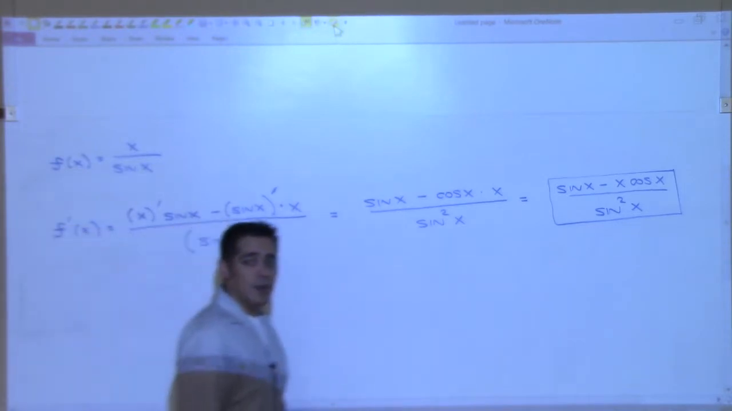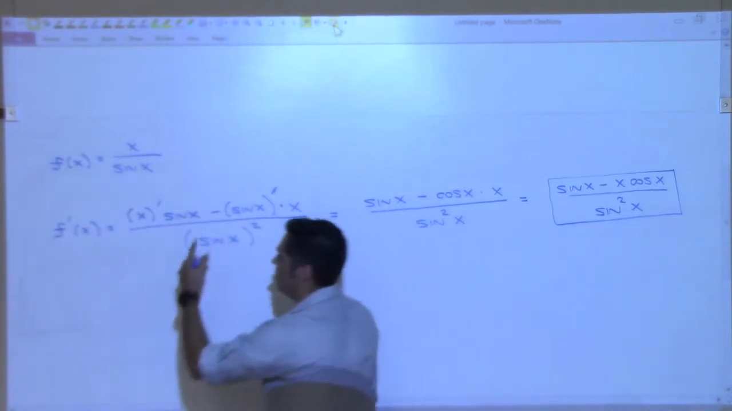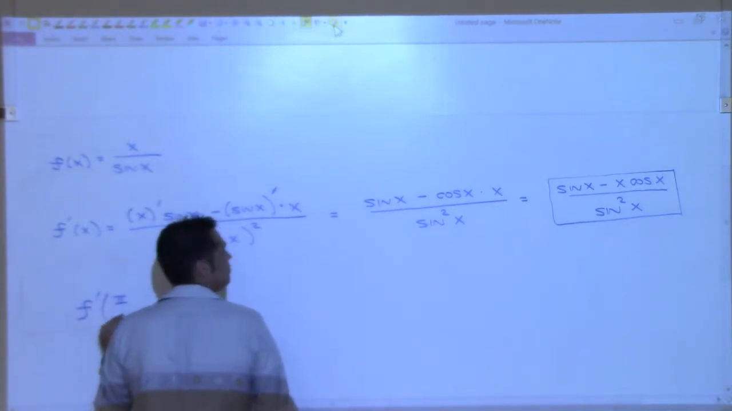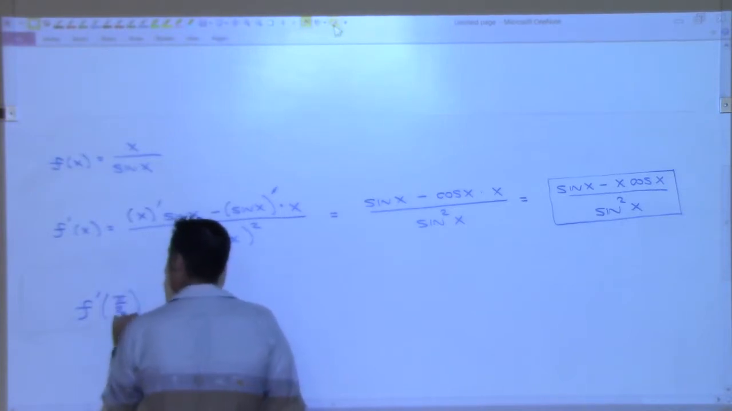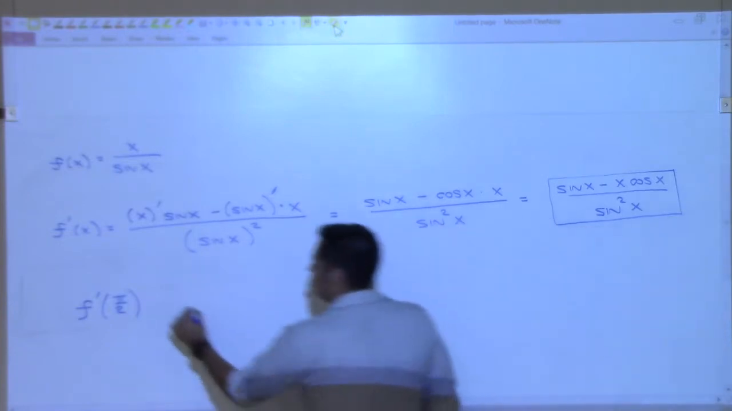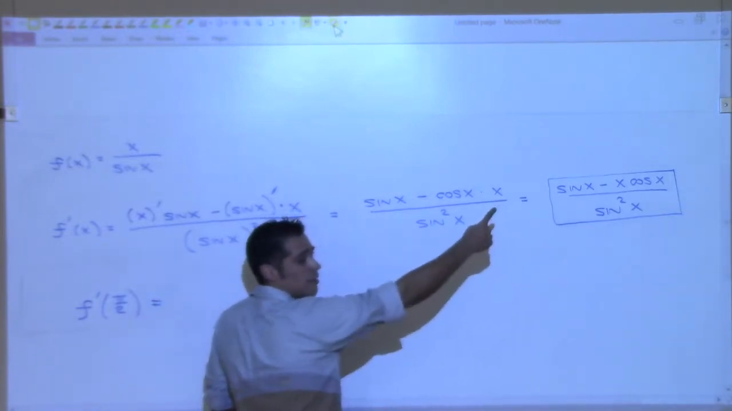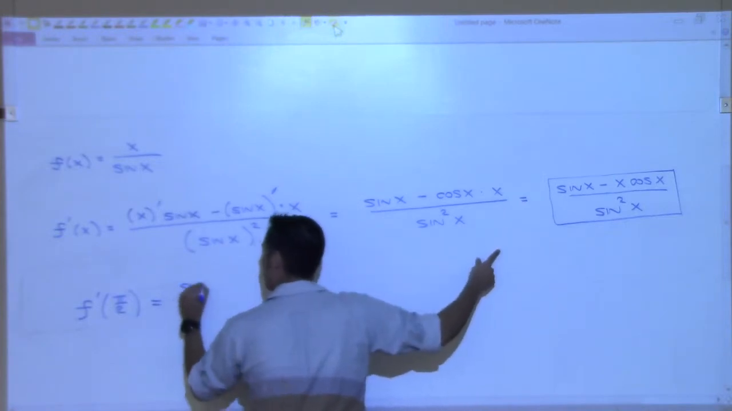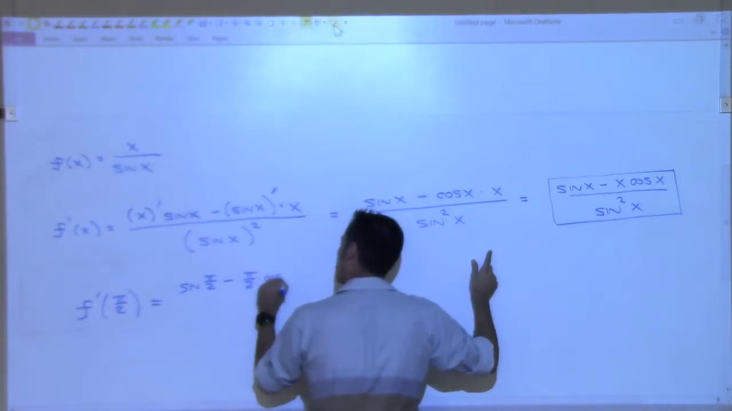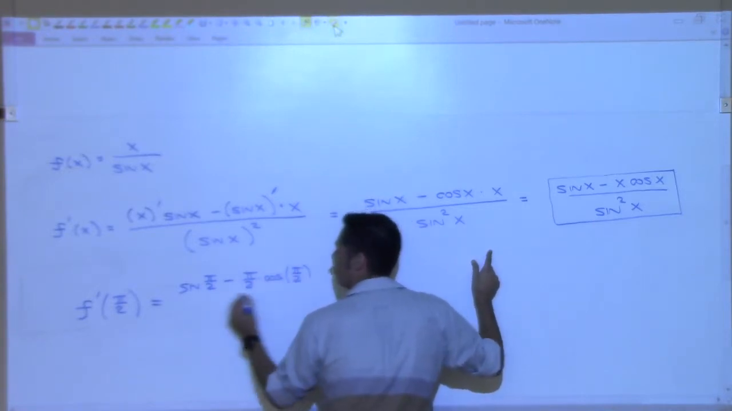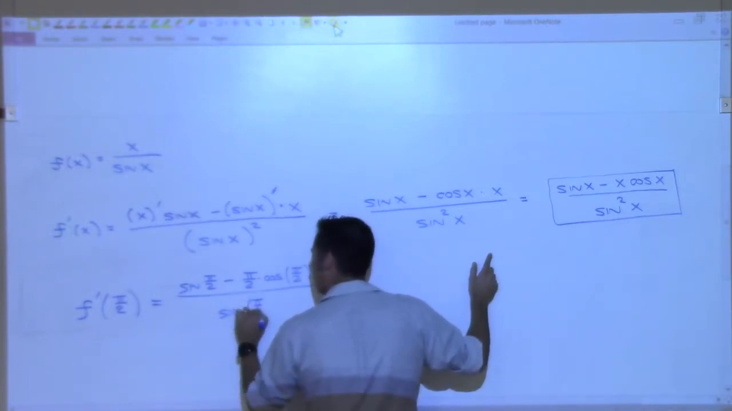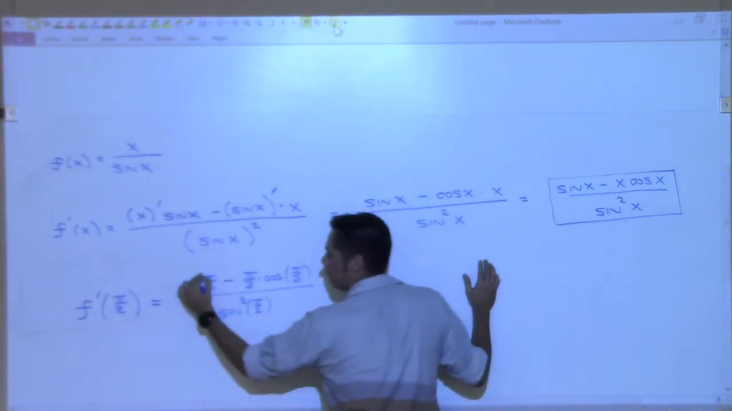So if somebody wanted to know the slope of the tangent line for this function at, let's say, pi over 2. What would it be? Well, we plug pi over 2 in there, right? So that's sine of pi over 2 minus pi over 2 times cosine of pi over 2, over sine of pi over 2 squared. I guess I can put that in there.